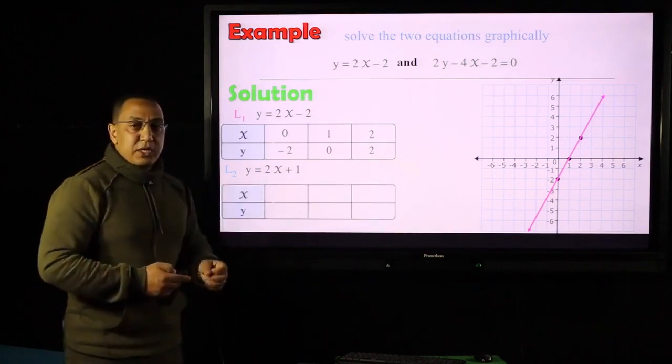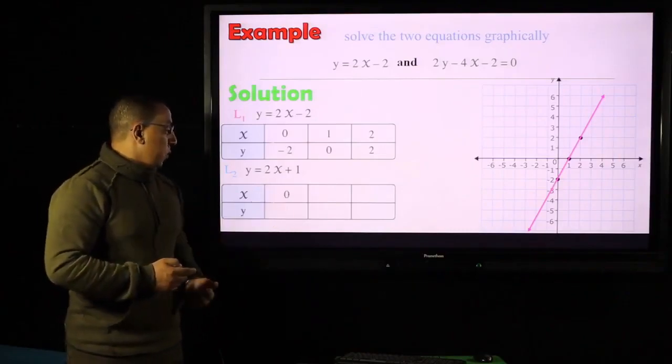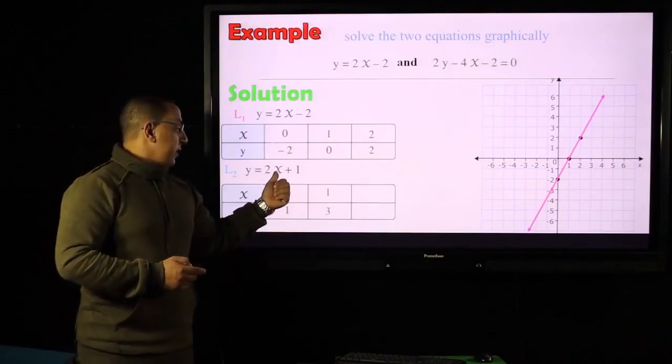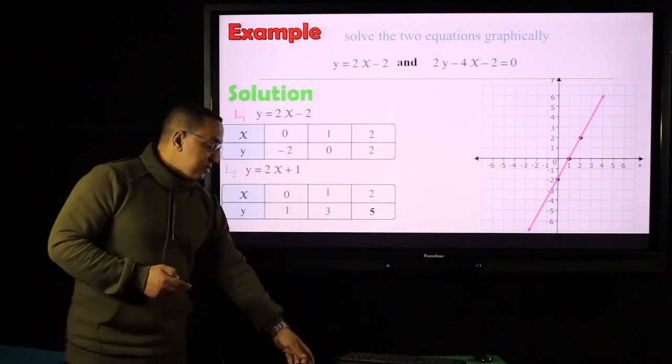In place of x, I'm going to write 0, 1 and 2. If x equals 0, y equals 1. If x equals 1, y equals 3. If x equals 2, y equals 5. Okay? Then I'm going to connect the 3 points.